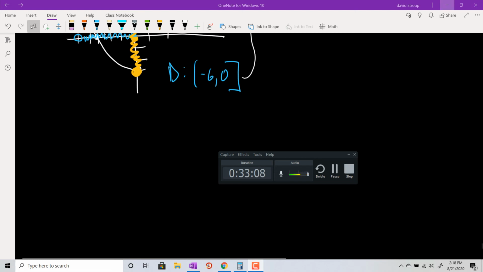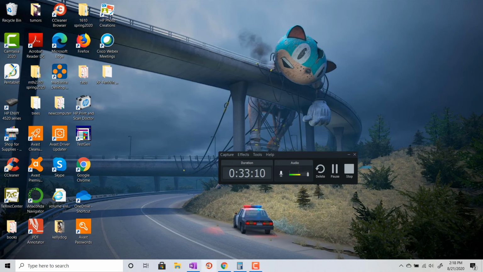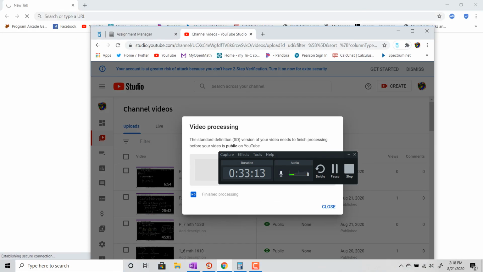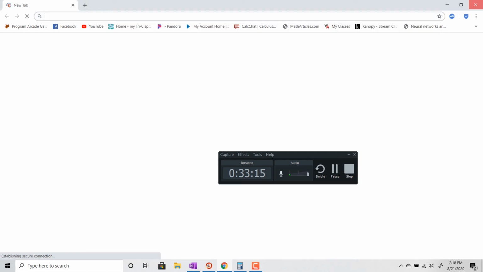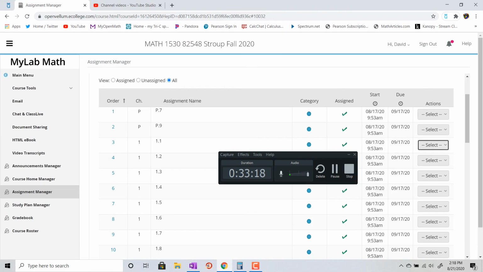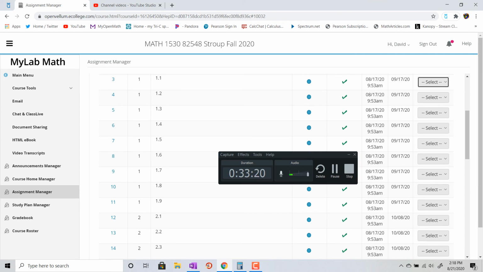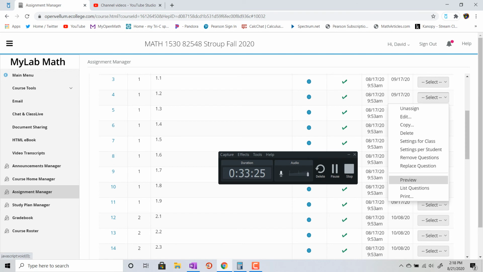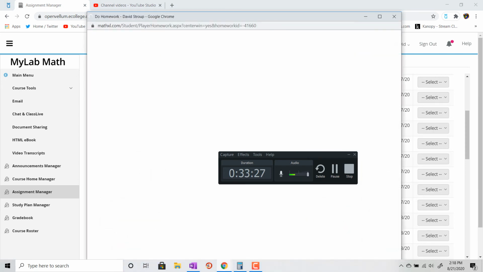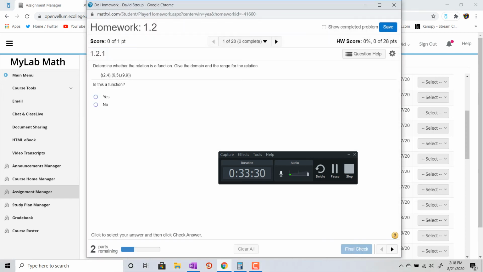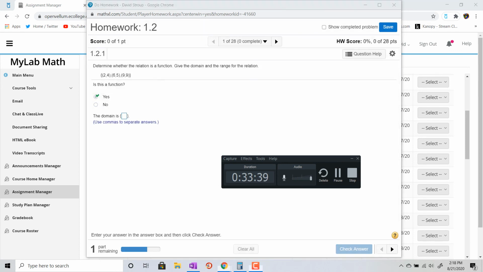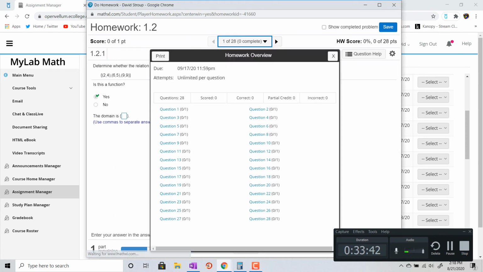Let's see if there's anything unusual in WebAssign that I need to look at. Where are we? On 1.2, maybe. So just go in there and preview this. I haven't looked at the exercises in a while. Determine if it's a function. I don't see any repeated x values, so yes, it is. Okay, no big deal there.